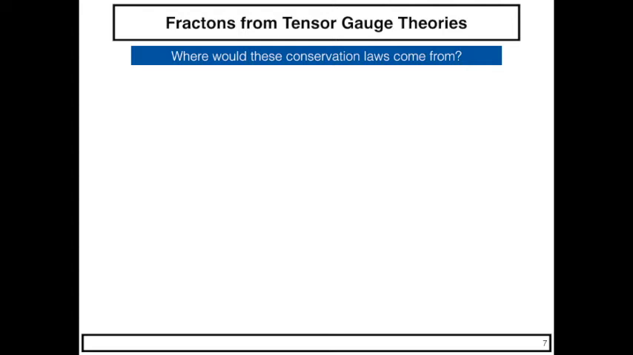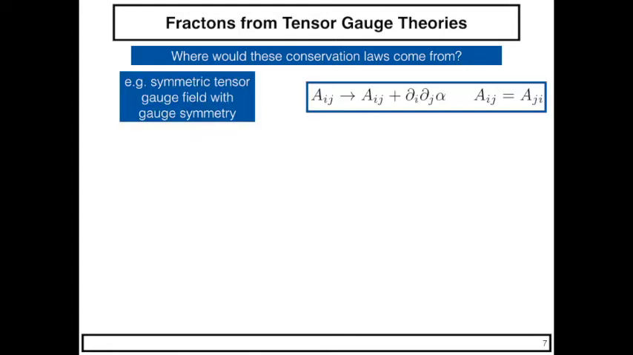The answer is that these kind of higher moment conservation laws arise naturally if you have U(1) gauge symmetries acting on a symmetric tensor gauge field. For example, if we write down a symmetric tensor gauge field like this and demand symmetry under transformations like the one shown there, and then starting from that construct the canonically conjugate electric field, which would also be a tensor, we find that that electric field tensor obeys a tensor Gauss's law like this.